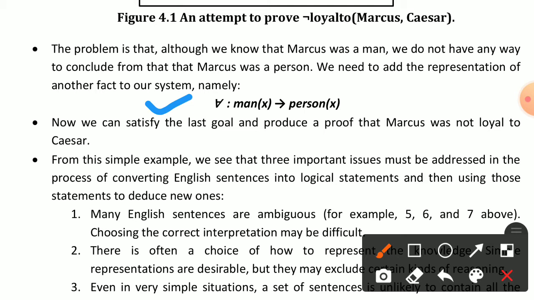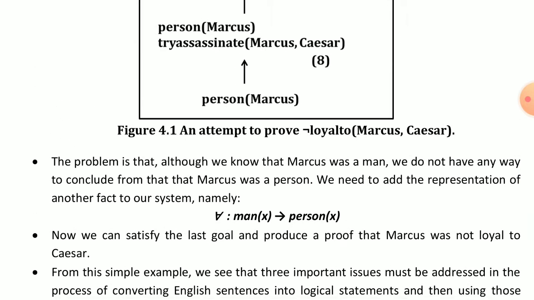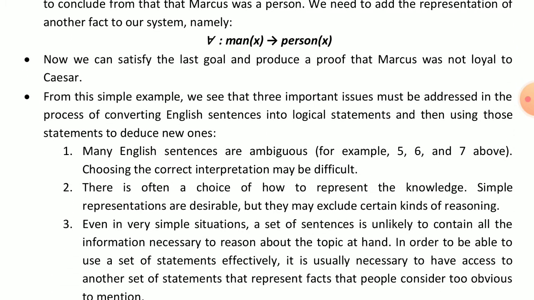Now we can satisfy the last goal and produce a proof that Marcus was not loyal to Caesar. In this above figure, we can prove that Marcus was not loyal to Caesar. Okay. So from this simple example, we see that three important issues must be addressed in the process of converting English sentences into logical statements and then using those statements to deduce new ones.